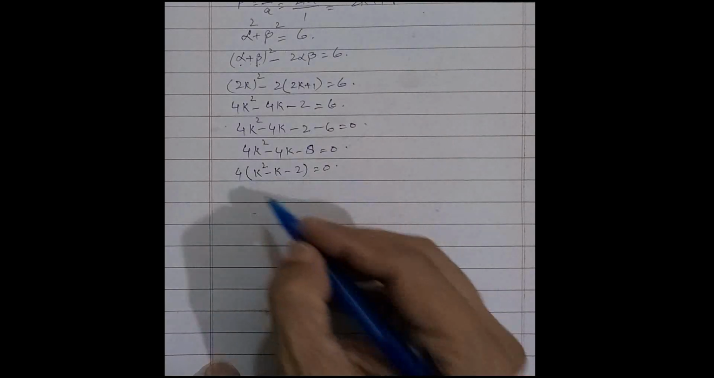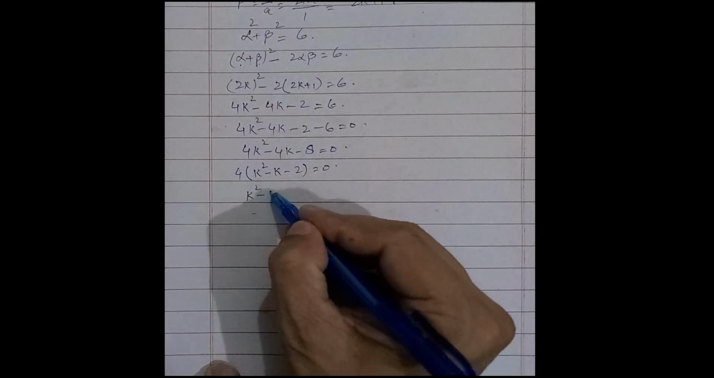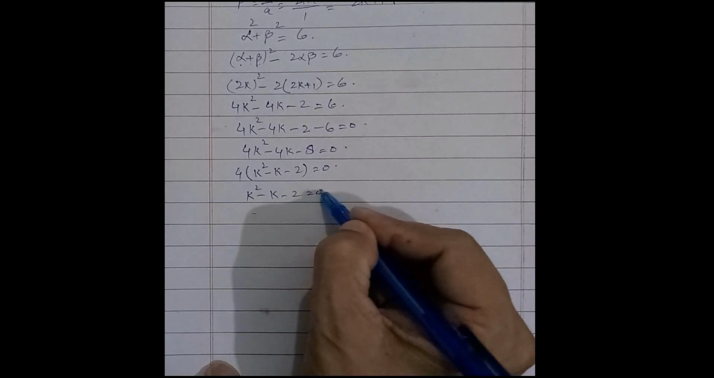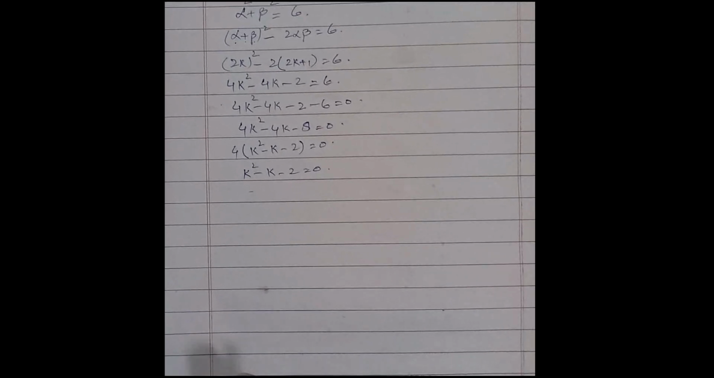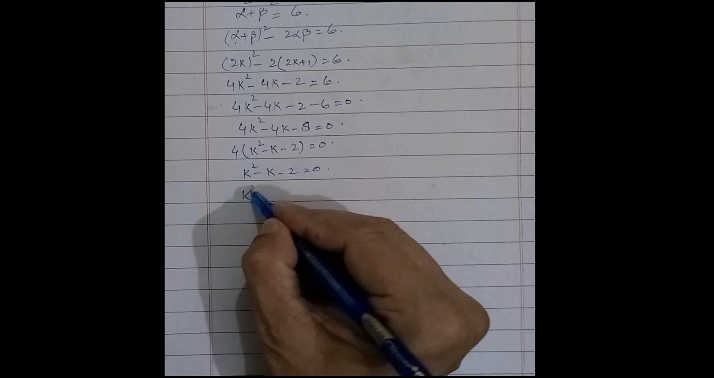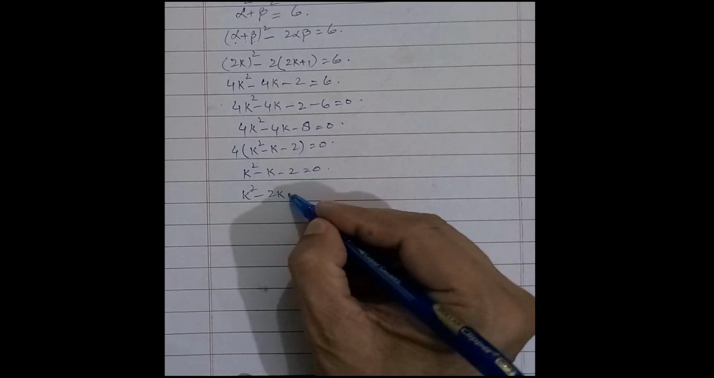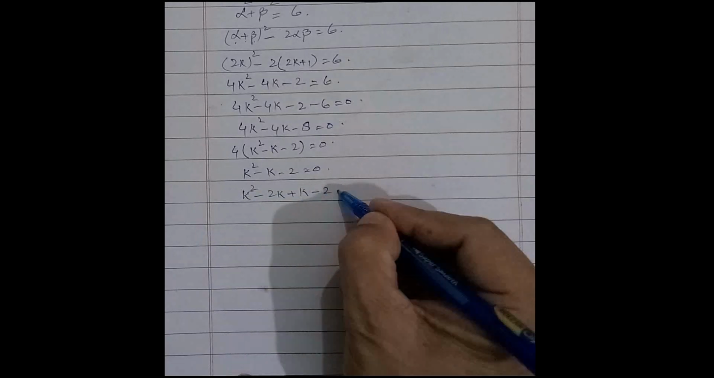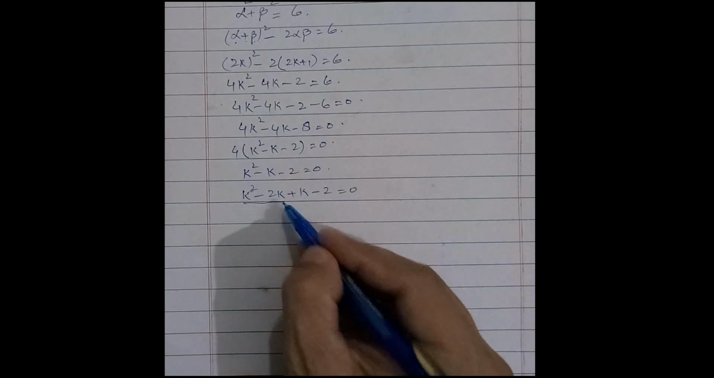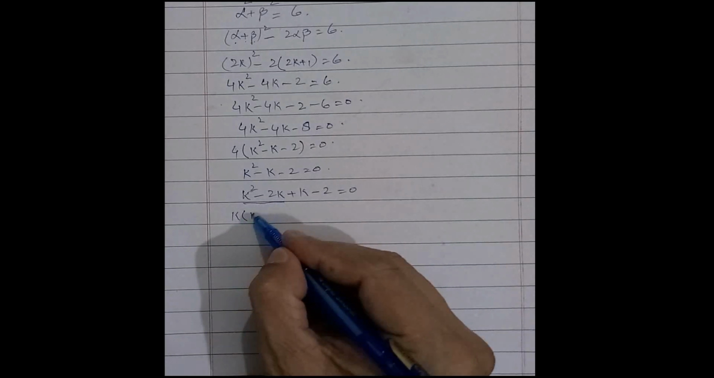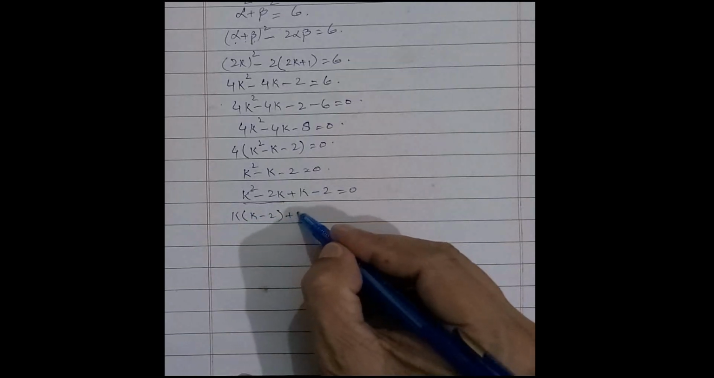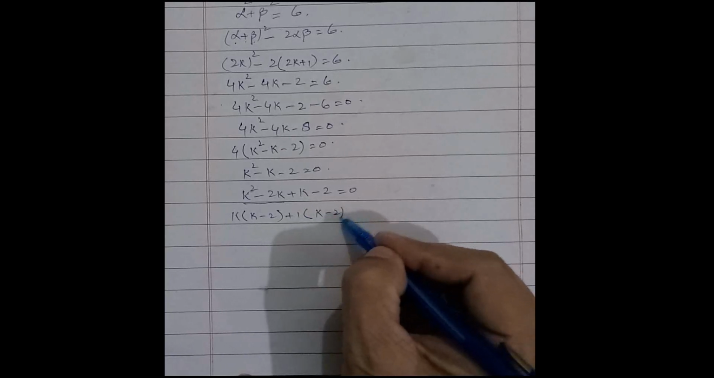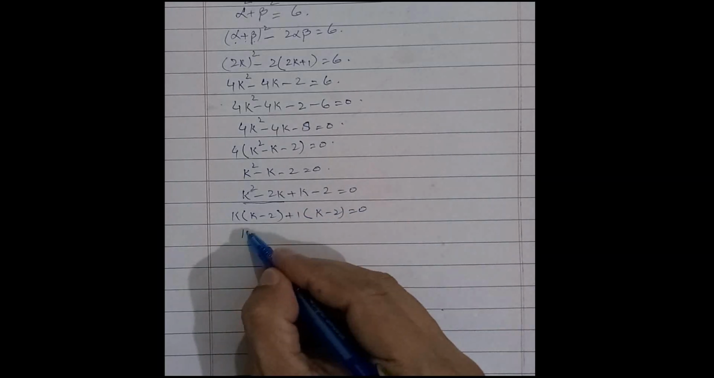Divided by 4 on both sides, we get k square minus k minus 2 is equal to 0. Now we simplify these values. We get k square minus 2k plus k minus 2 is equal to 0. Take common k, minus 2 plus 1, k minus 2 is equal to 0.